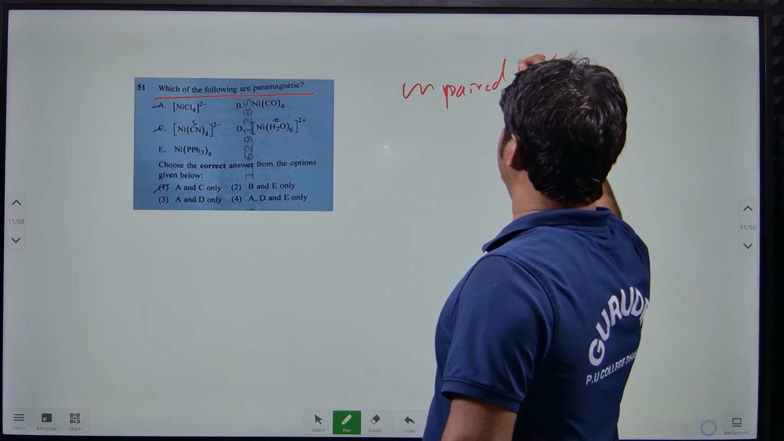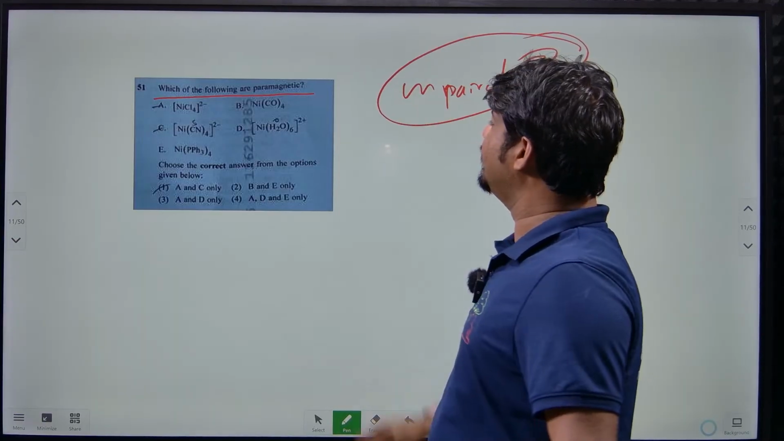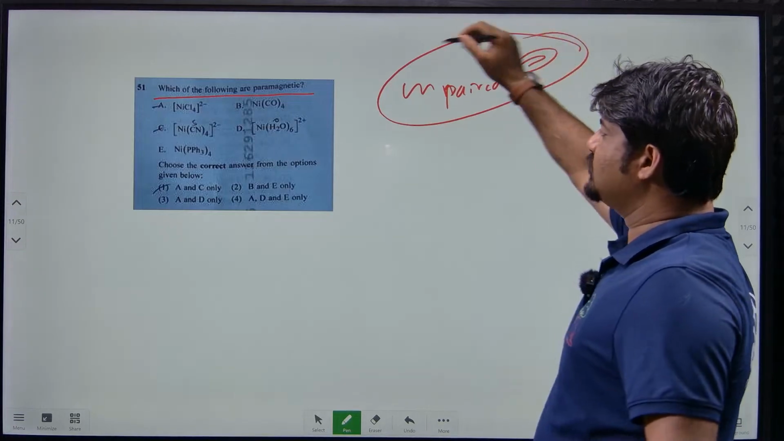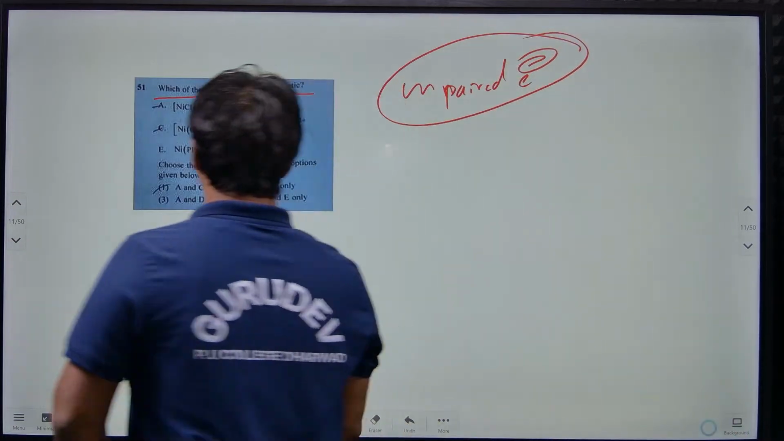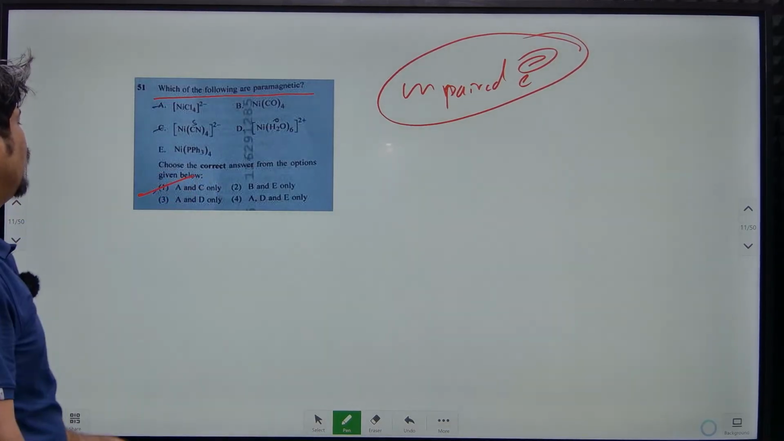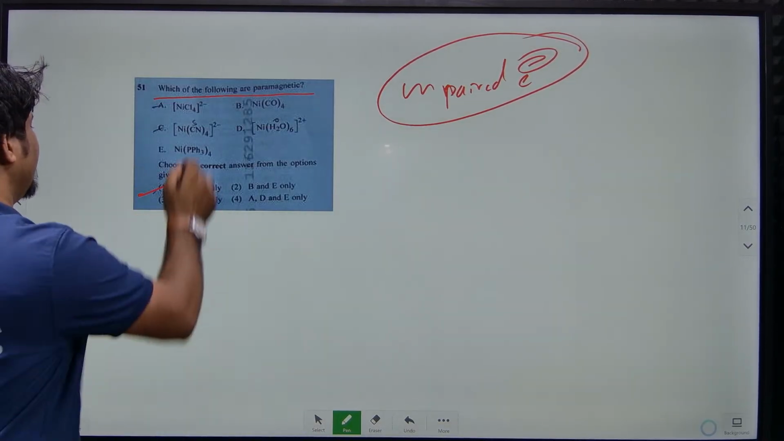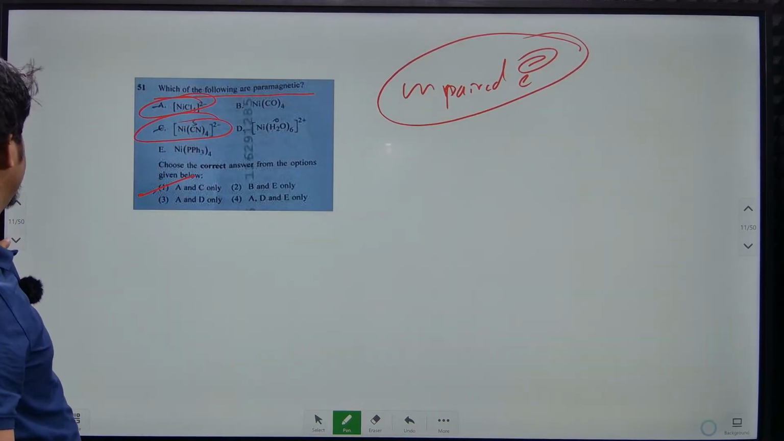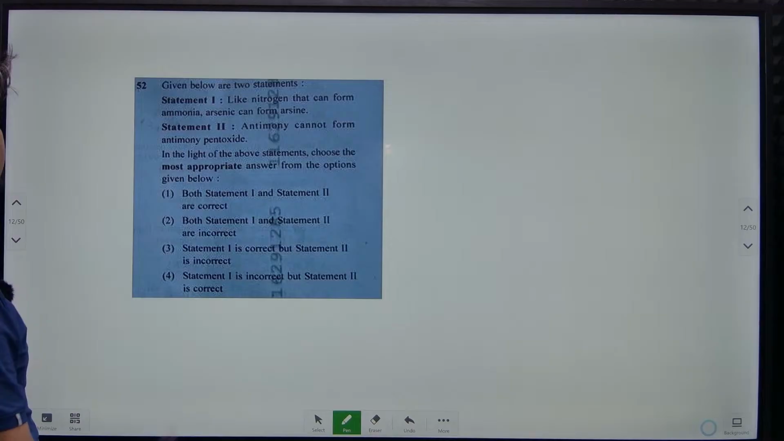Unpaired electrons. So the molecules having unpaired electrons will show what? Paramagnetic nature. So among these, option 1, that is A and C molecules, will show only paramagnetic nature. Well, go to the next one.